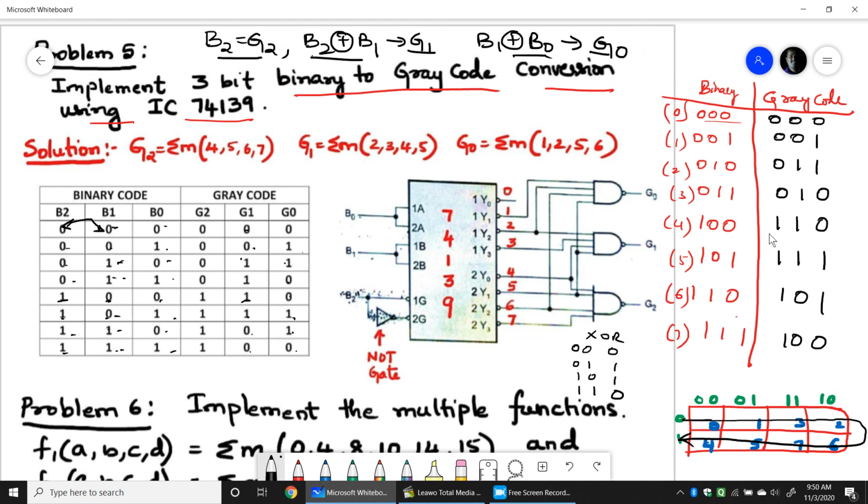So we write G2 as it is, as B2, then G1 which is B2 XOR B1, and G0 which is B1 XOR B0. So this is B2, B1, B0 and this is G2, G1, G0. This is the actual method, but I have given you using K-map how to write it fast. Okay, so that is how we write binary to gray code. Now once the table is written, our next job is very simple.